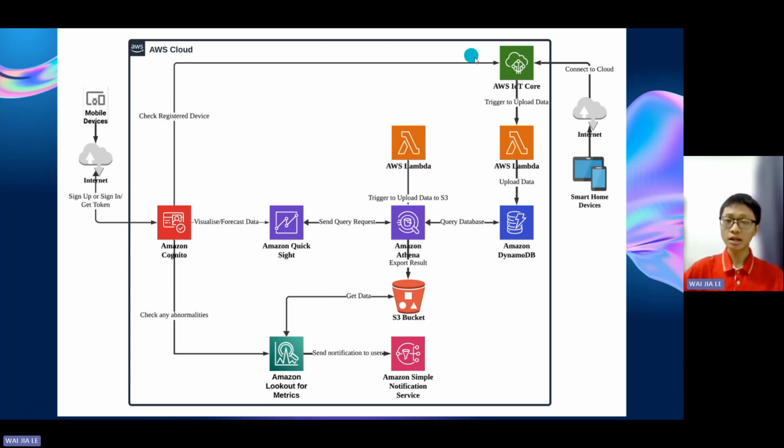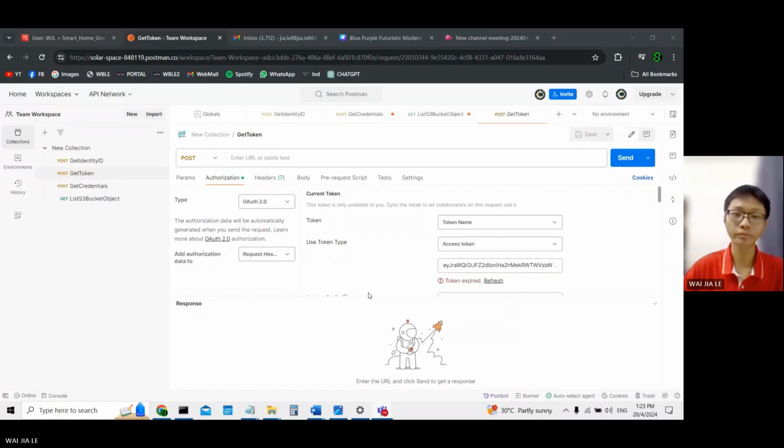And the second process is from the smart home devices side. All the devices will be registered in Amazon IoT Core, and then DynamoDB will store all the information about the smart home devices with the help of this Lambda function.